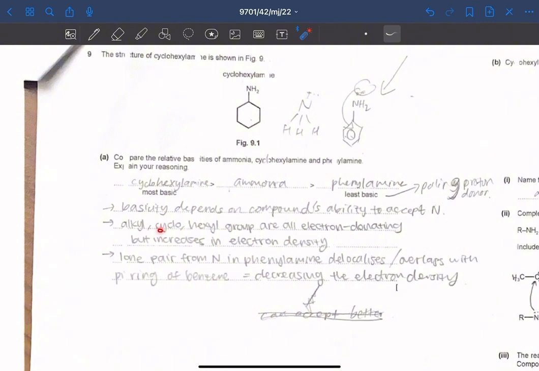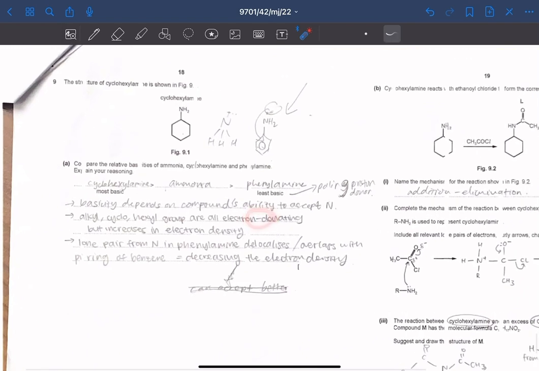An alkyl or cyclohexyl group are all electron donating, which increases the electron density, they have more electrons. So this is cyclohexylamine, this is ammonia, and this is phenylamine. So the lone pair from N in phenylamine actually delocalizes or overlaps with the benzene ring, and this decreases the electron density, and therefore this has the lowest electron density and this has the highest electron density because they are electron donating.